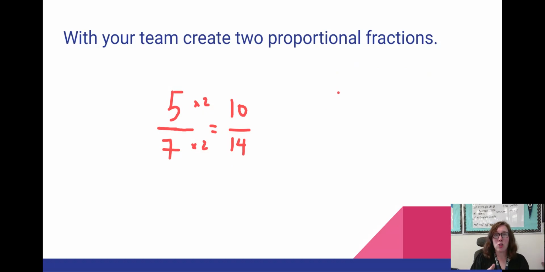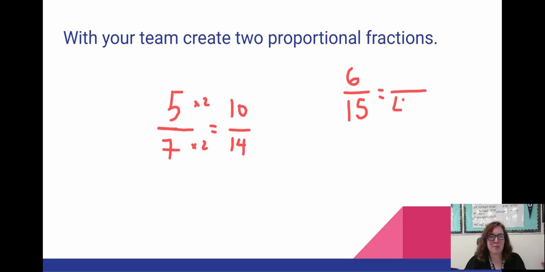A different way you could do this is let's start with 6 over 15. And you say, I want this to be a 45, but I don't know what needs to go here to make that work. Well, then you can use your solving proportions from before. I like the fish method, so I'm going to multiply 45 times 6 divided by 15. That gives me 18.